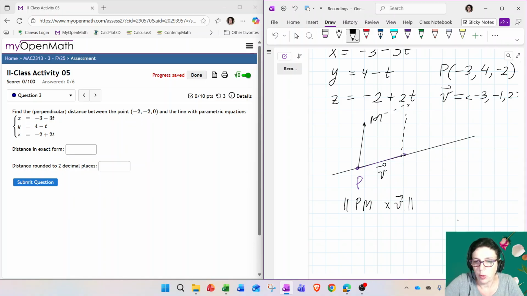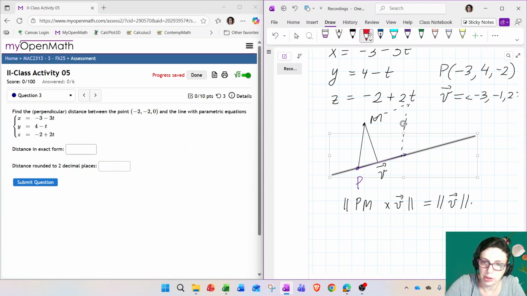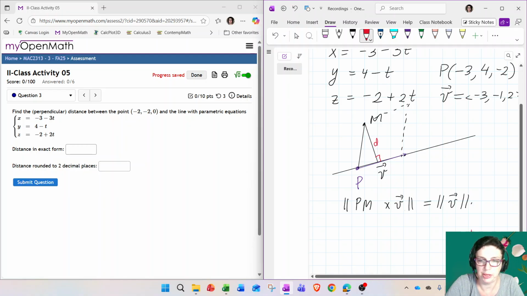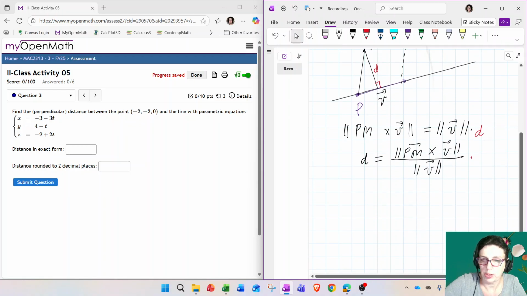We also know from geometry that the area of a parallelogram is equal to base times height. What's the base? The base is the magnitude of vector V. And the height would be if you drop a perpendicular from M to the line. So this is a 90-degree angle over here, and let's call this distance D. The area of a parallelogram is base times height, so we need to find this D. To find D, we find the magnitude of the cross product of PM and V and divide it by the magnitude of V. That's our formula.